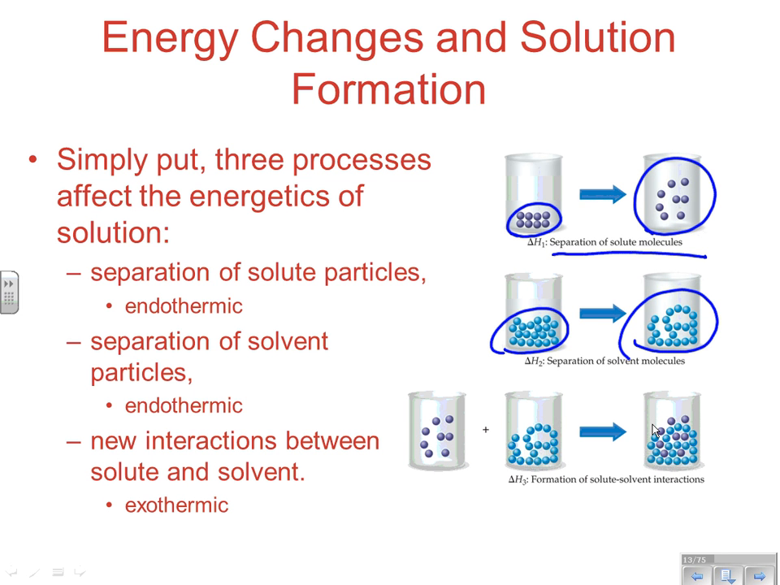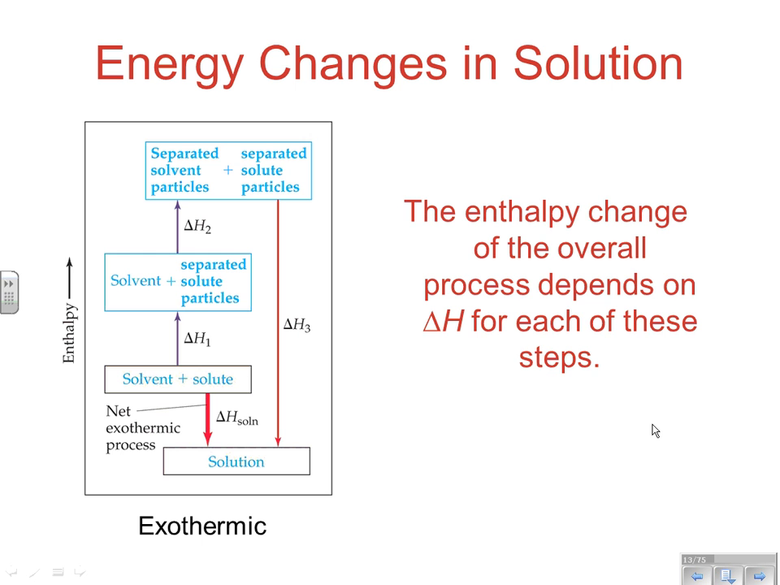The new interactions, now we're talking about making bonds. These two things come together and form new attractions in this situation. Bond formation is lowering potential energy, so that's going to be an exothermic situation. So when we look at the three processes involved, we have a couple of endothermic processes, and then an exothermic process at the end. The energy change overall is going to depend on the individual delta H's.